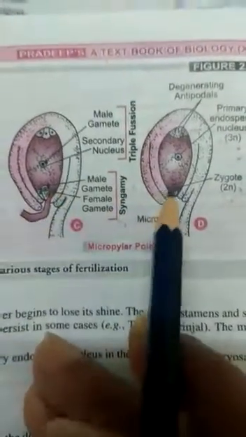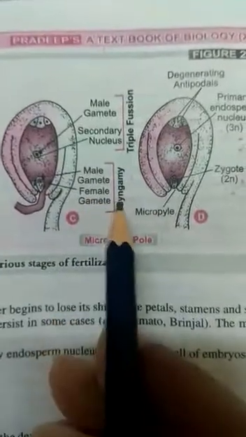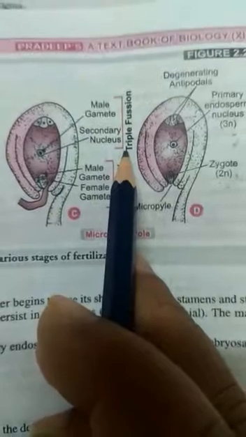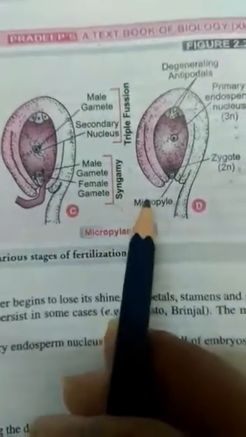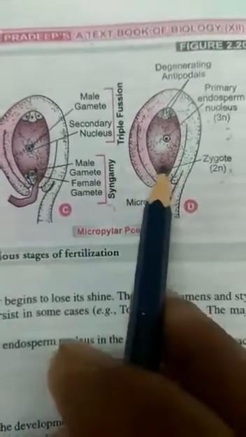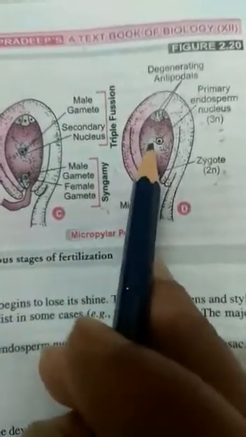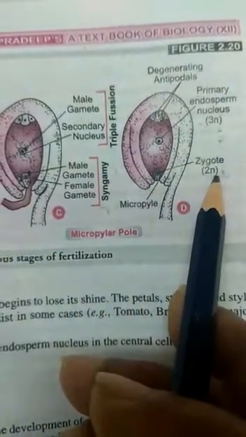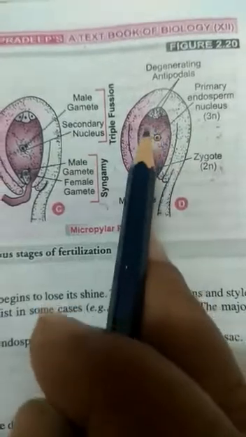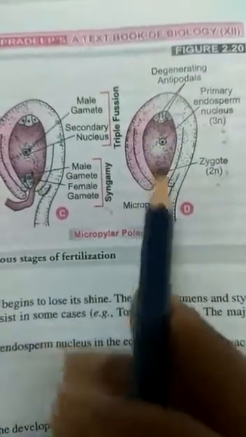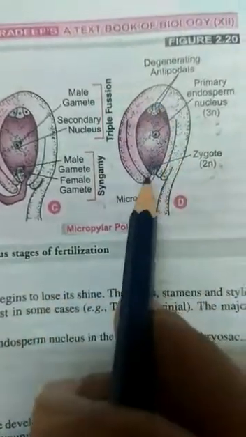Clear? In case of flowering plants, you can see that two fusions occur, syngamy and triple fusion. Therefore, this type of fertilization is known as double fertilization. And what are the products of double fertilization? Zygote and primary endosperm nucleus. This zygote is a diploid structure and primary endosperm nucleus is a triploid structure. And all these structures are formed inside the embryo sac. Clear?